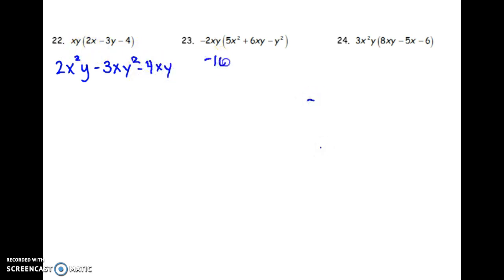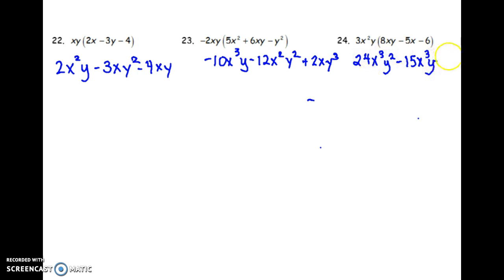23, negative 10x to the third y minus 12x squared y squared, and then plus 2xy to the third. And 24 would be 24x to the third y squared minus 15x to the third y, minus 18x squared y.